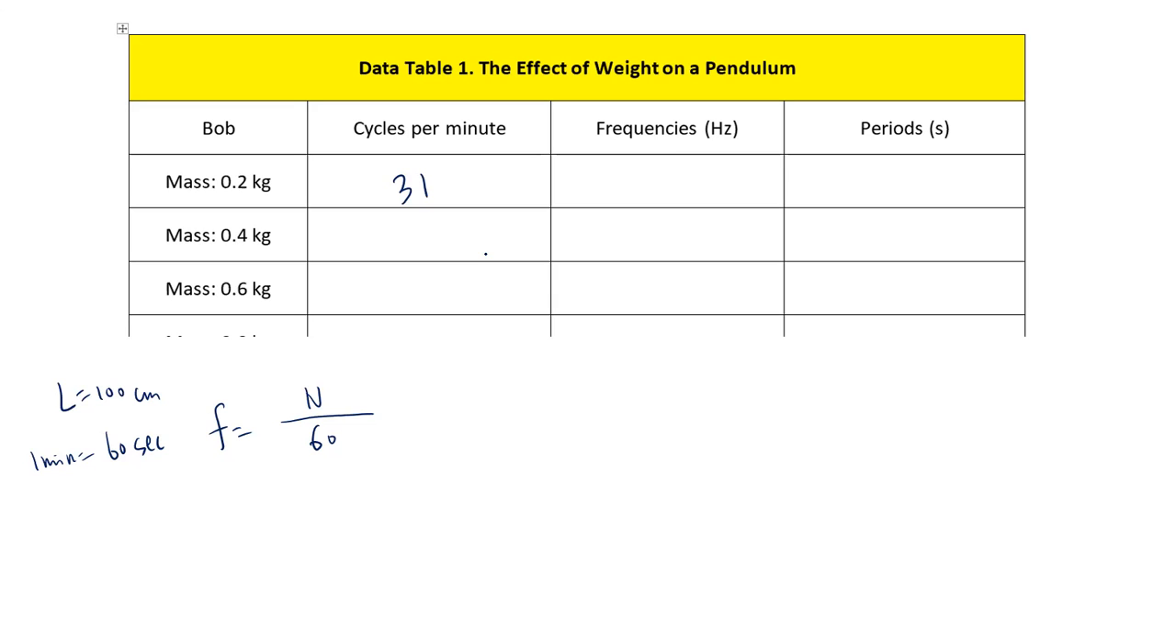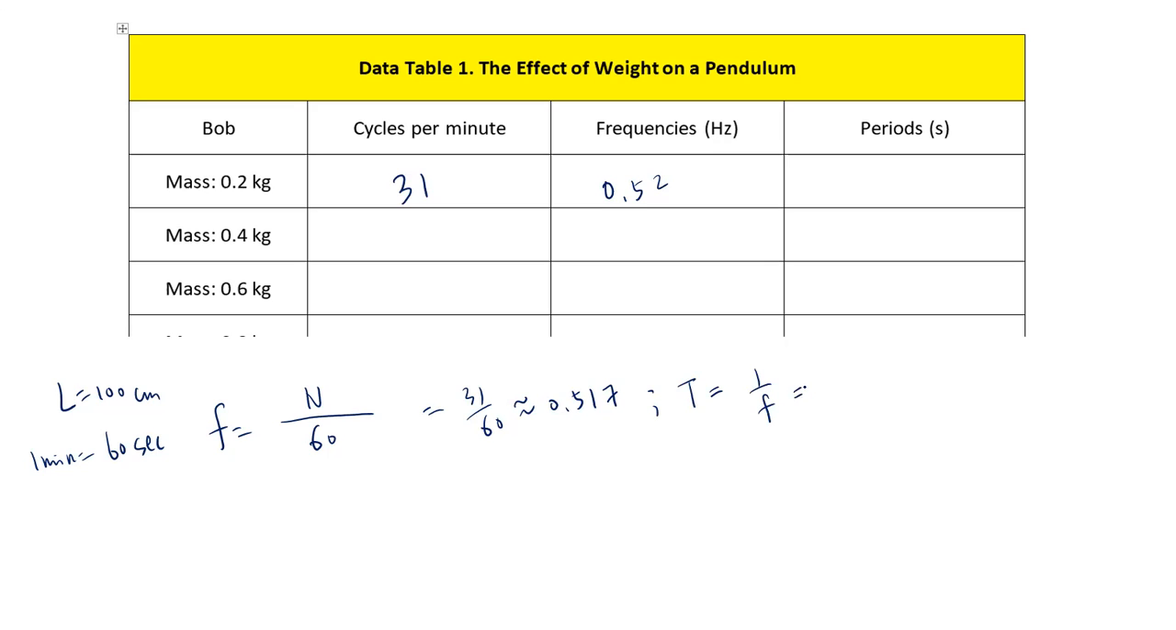Oops, my calculator. My table is messed up. Okay, here, 31 divided by 60 can be 0.51, 0.52. You can see here, 31 divided by 60 is about 0.517. That is 0.52. Then period is, as I said, the reciprocal of frequency.